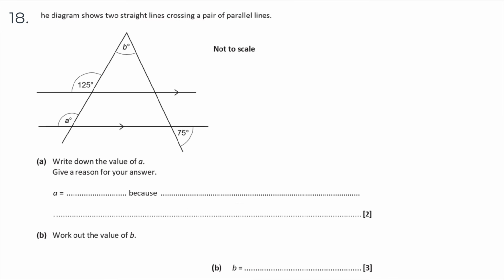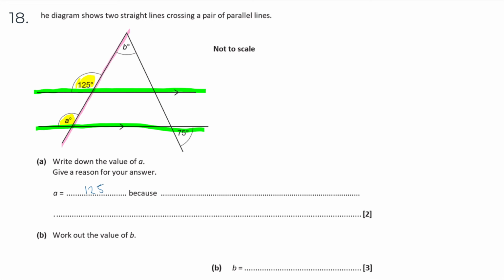The diagram shows 2 straight lines crossing a pair of parallel lines. Write down the value of A, giving a reason for your answer. Okay, so where's A? A's down here, look. And A is an angle between a line and a transversal like this, and that line that it's on is parallel to another line. It's this one here. So I've got an angle which is on the same side of the transversal as this one up here. So we call these corresponding angles then. So A is equal to 125.